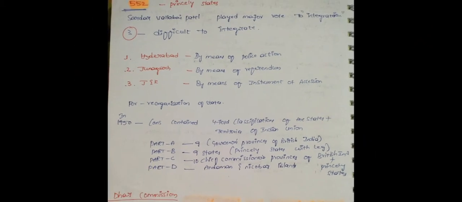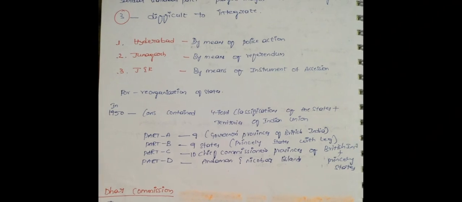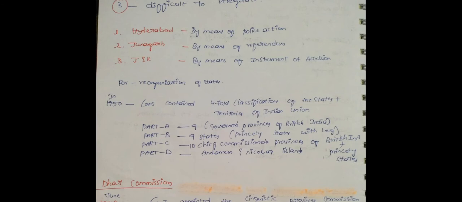Part B contains 9 states which were princely states with legislature. Those are Hyderabad, Jammu and Kashmir, Madhya Bharat, Mysore, Patiala and East Punjab, Rajasthan, Saurashtra, Travancore-Cochin, and Vindhya Pradesh. Part C contains 10 chief commissioners' provinces of British India and princely states. Those are Ajmer, Bhopal, Bilaspur, Cooch Behar, Coorg, Delhi, Himachal Pradesh, Kutch, Manipur and Tripura. And Part D contains the Andaman and Nicobar Islands.